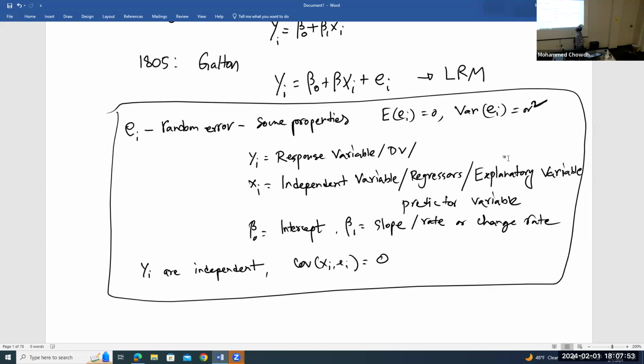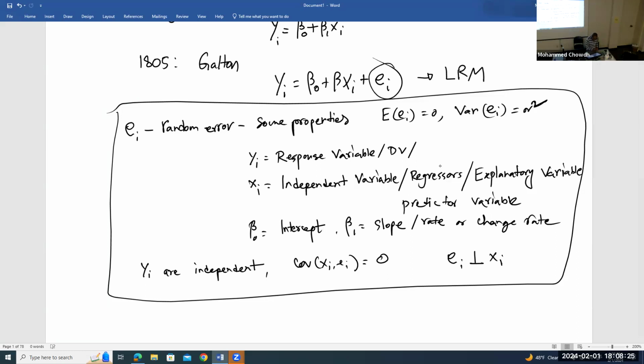So that means ei and xi have no correlation. They are independent. More specifically, ei and xi are independent, so it is also written this way: ei independent of xi. They do not depend on each other. So this linear model was given. He added just an error term.